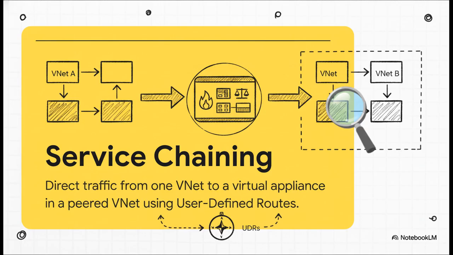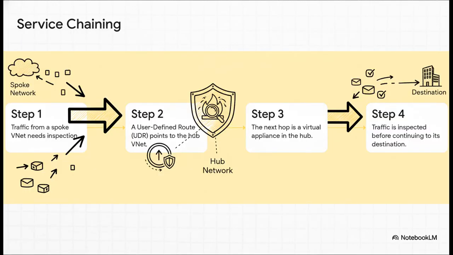And you control all this using something called user-defined routes, or UDRs. So let's just walk through that. Imagine some traffic is leaving a virtual machine in what we'll call a spoke network. Now, instead of going directly to its destination, that UDR kicks in and redirects it. The route basically says, hey, your next hop is the IP address of that firewall appliance over in our central hub network. The traffic gets inspected by the firewall, and only then is it allowed to continue on its way.